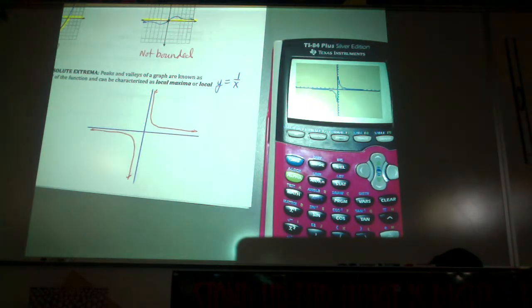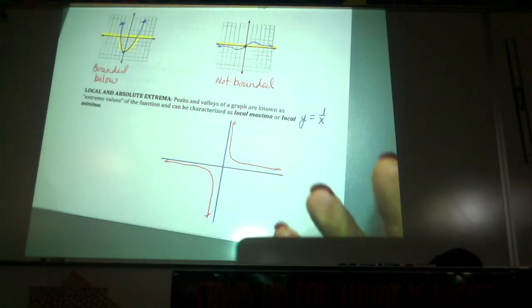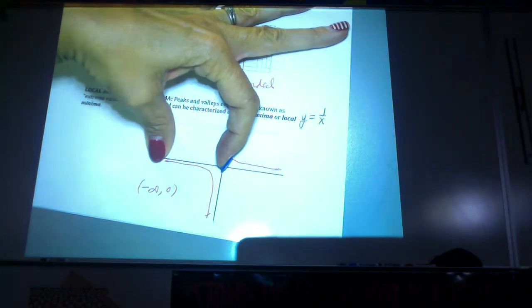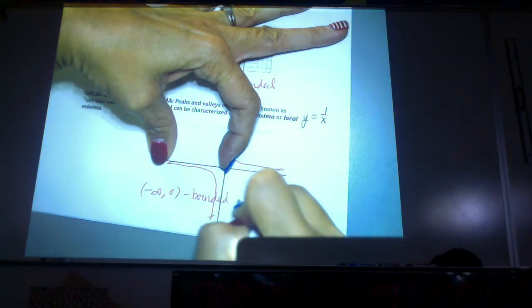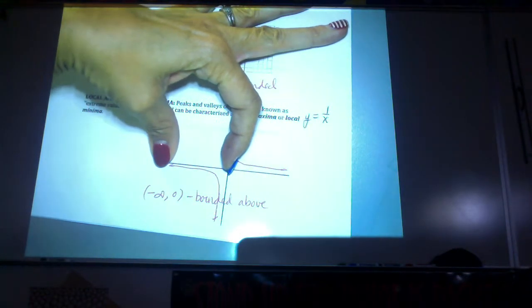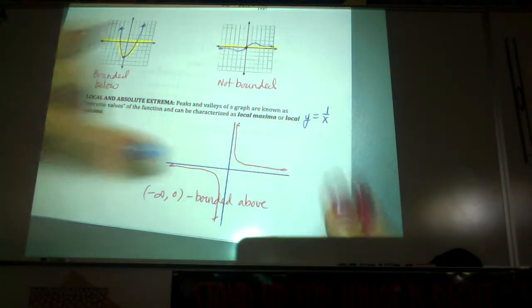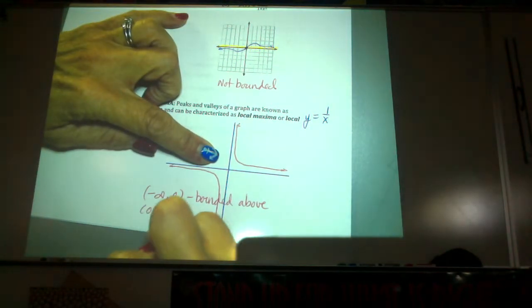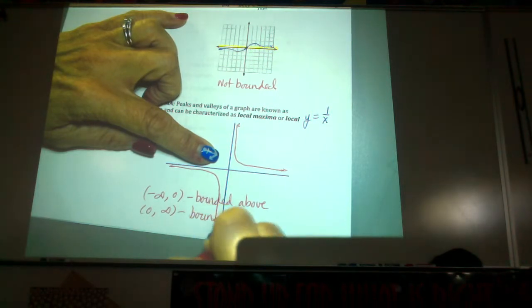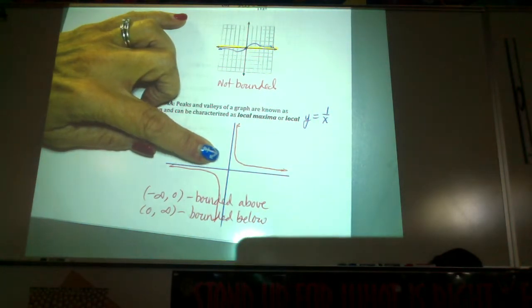Here's what your book is going to say, that under certain intervals we can consider it bounded or unbounded. And so what they're going to say is from negative infinity to 0, and it's in parentheses because we can't include 0, they're going to say that it is bounded above. Is that part of the graph even above the x-axis? Do you see my confusion? Then they're going to say over here, from 0 to positive infinity, what do you think they're going to say? Bounded below. Which, again, I'm like, huh?